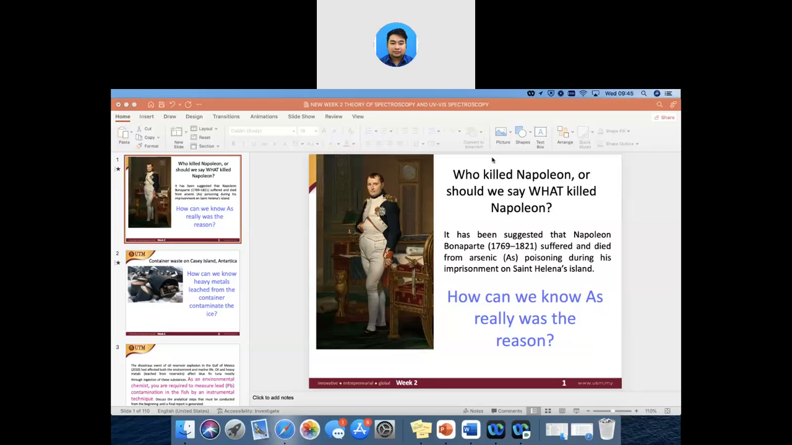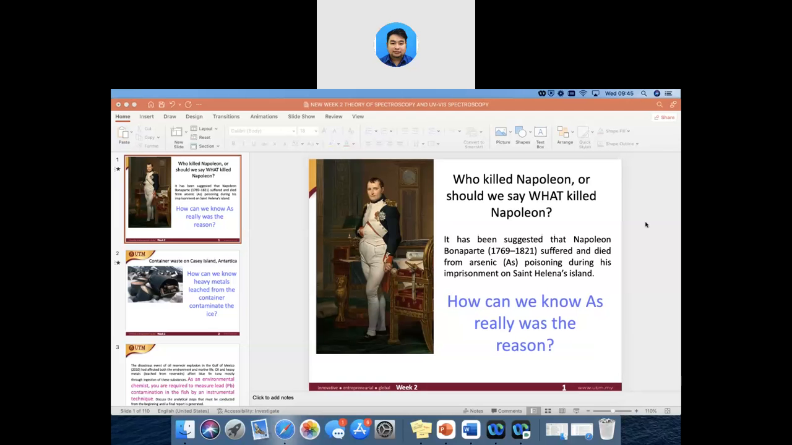Okay, hi everyone. Good morning. So now we are going to continue on our chapter 2, the theory of spectroscopy and the UV visible spectroscopy.